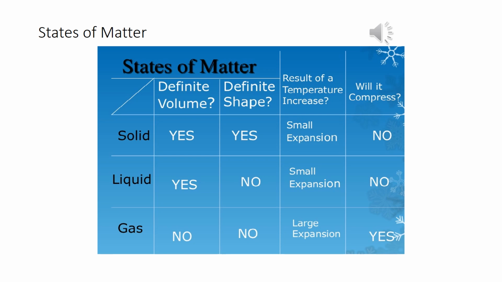Does solid have definite shape? Yes, solid has the definite shape also. Like a table has a fixed shape, and the table is an example of solid. A chair has a fixed definite shape, and a chair is also an example of solid. So chair, table, all are examples of solid and they have the definite shape. Result of a temperature increase.